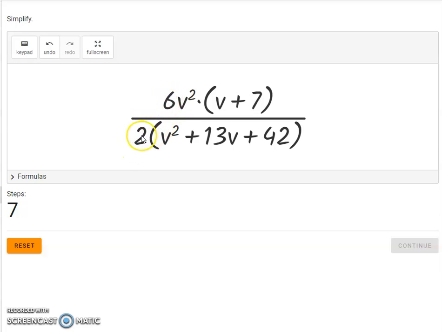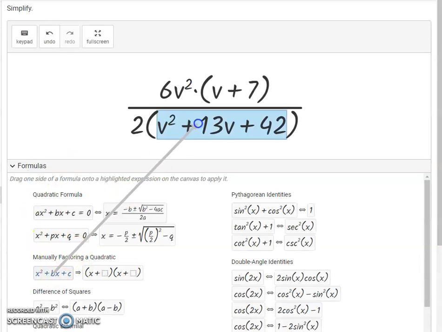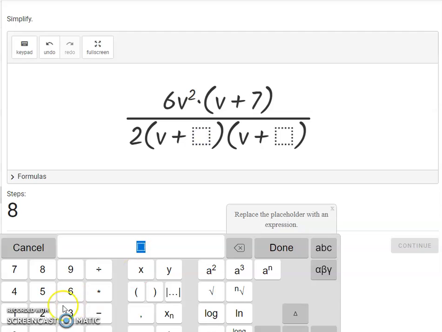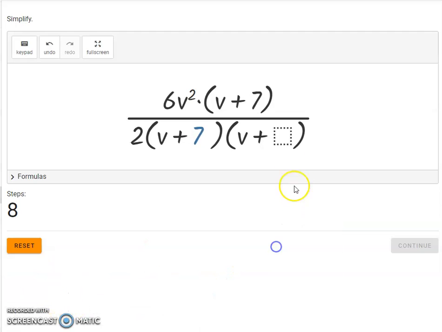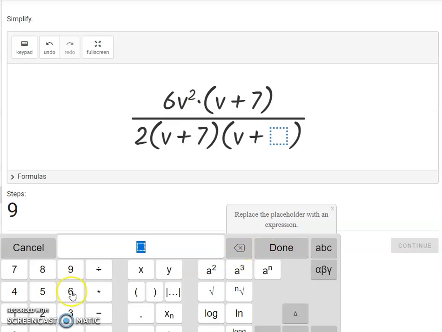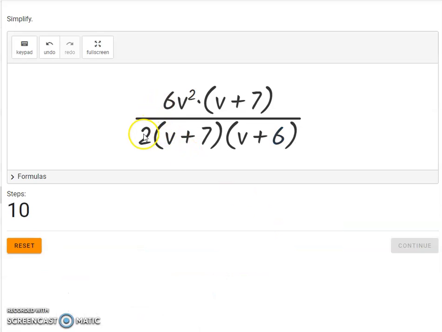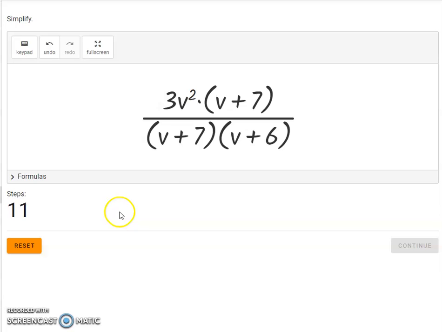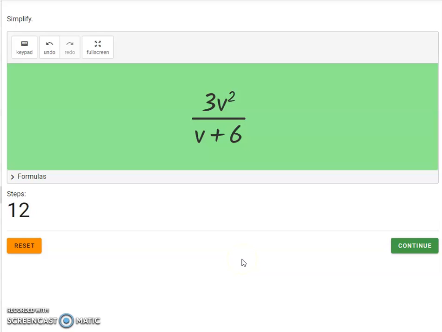So I do have an even number here and here, so that's going to simplify the 6 and the 2. I see a v here, but no v here, so I can't factor out the v like I did here. But with this quadratic, hopefully there's a v plus 7 in there. So again, if I factor this, I get v plus 7. And this one actually is v plus 6. So I can do 6 divided by 2, which is 3. And I can do v plus 7 divided by v plus 7, which is 1. And I end up with 3v squared over v plus 6.